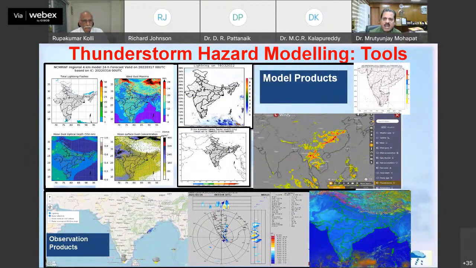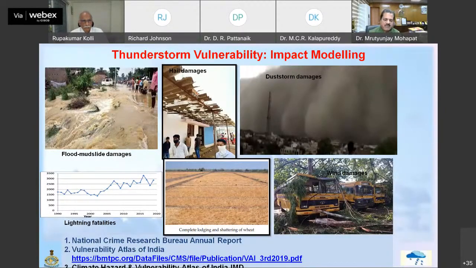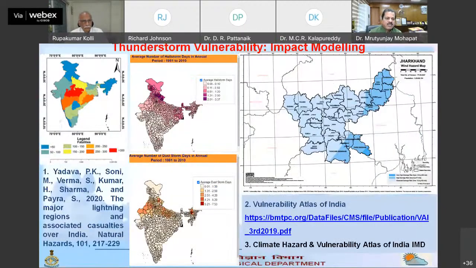And this is just an example of how the hazard modeling has been done for thunderstorms, with respect to dynamical models and also with respect to observational data sets from satellites and radars. What we do now is that all this information is integrated with the socioeconomic attributes, as shown for the monsoonal heavy rainfall and the cyclones. This is just an example of how dust storms can also have an impact along with hailstorms and floods.